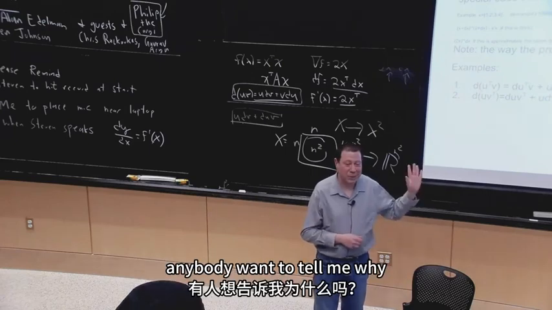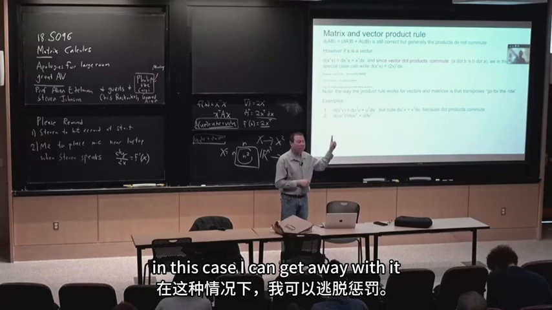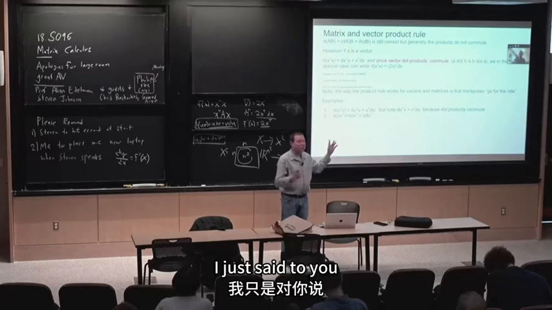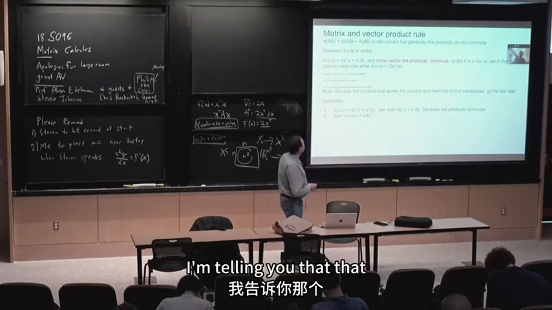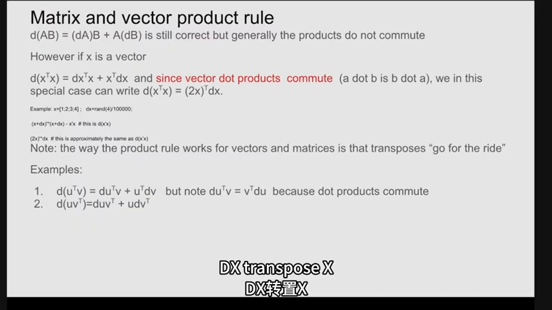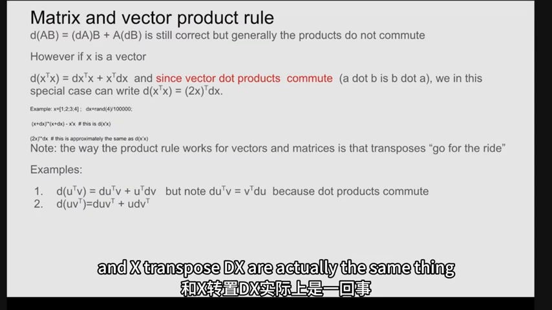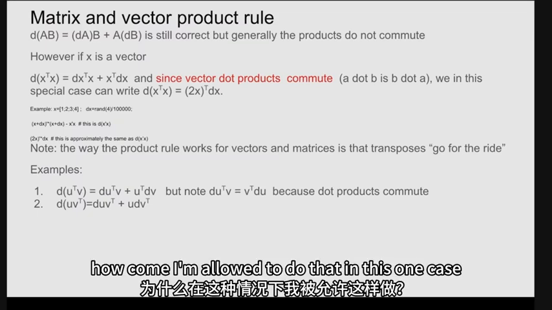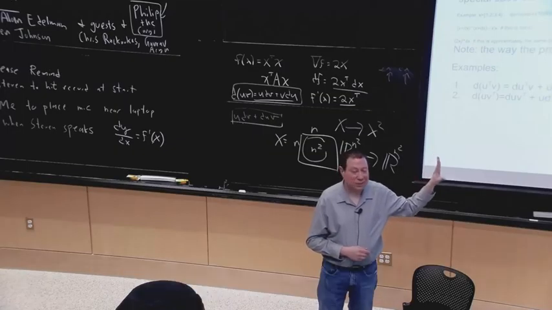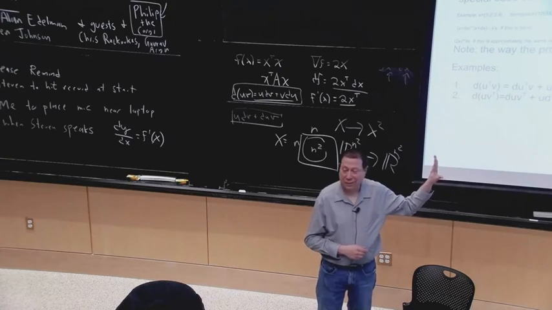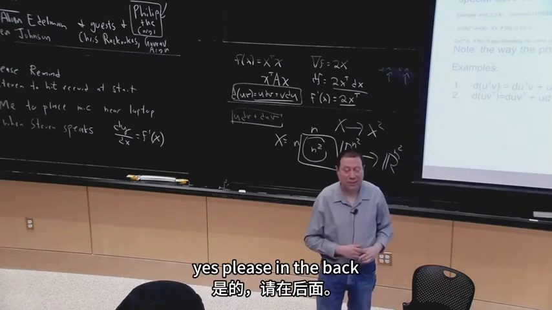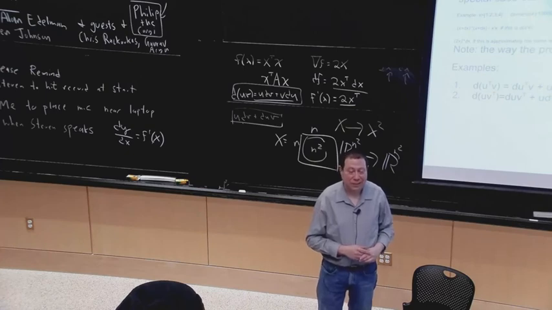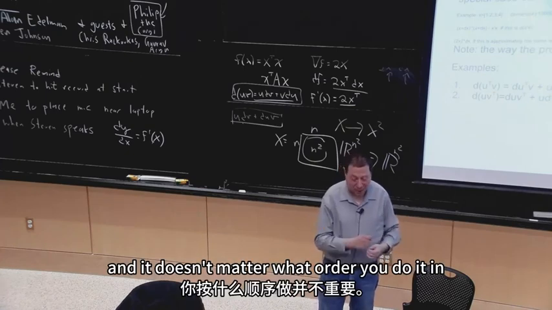Anybody want to tell me why, in this case, I can get away with it? I just said that A must be on the left and B must be on the right. And here I am telling you that dx transpose x and x transpose dx are actually the same thing. How come I'm allowed to do that in this one case, and combine these two? Can anybody tell me? Yes, please, in the back. Yeah, the dot product's just a scalar, and it doesn't matter what order you do it in.